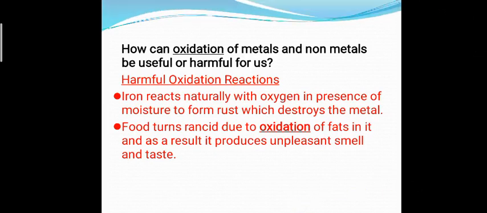How can oxidation of metals and non-metals be useful or harmful for us? First we will see the harmful oxidation reactions. Iron reacts naturally with oxygen in the presence of moisture to form rust, which destroys the metal. And fatty food turns rancid due to oxidation of the fats in it. As a result, it produces an unpleasant smell and taste.